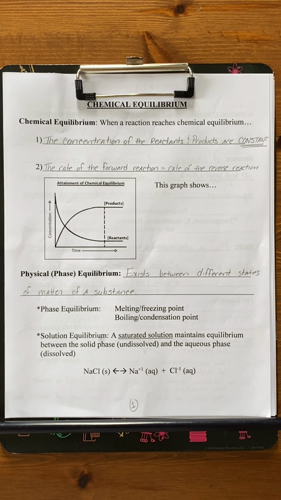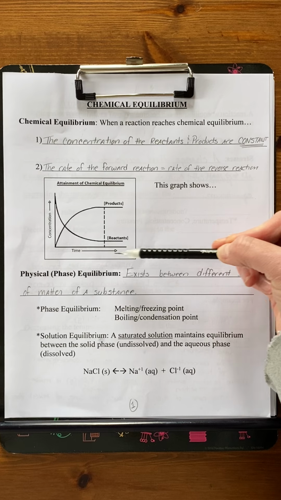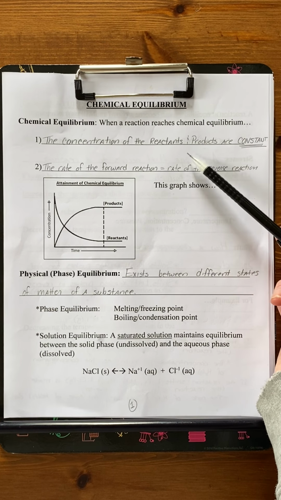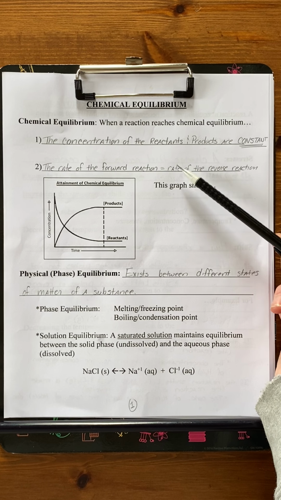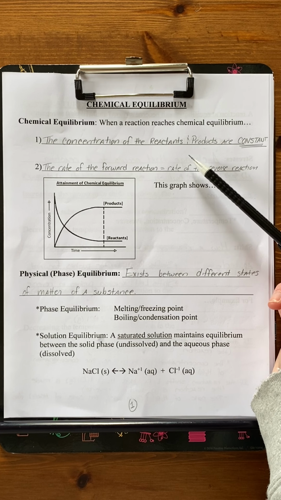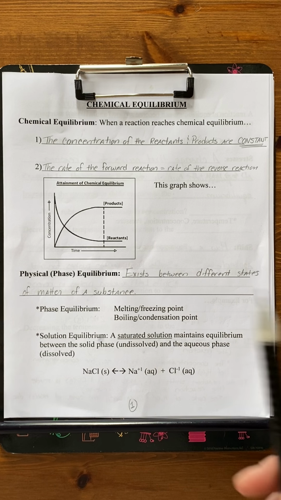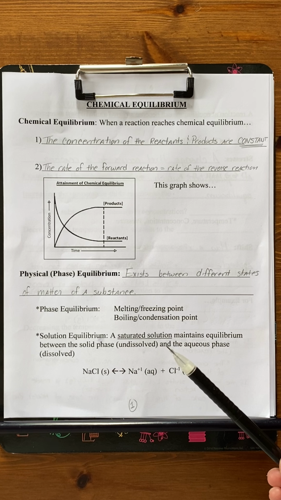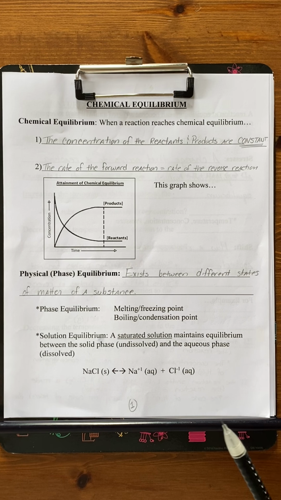All right, so the first part of our next topic, we're going to talk about what is equilibrium. So we're going to talk about two different types of equilibrium, chemical equilibrium and physical equilibrium. Chemical equilibrium, we have two requirements in order for something to be at chemical equilibrium. So this is when a reaction is taking place, you put the reactants together, you put the products together, and then we would consider it done. We don't see any more product being made.